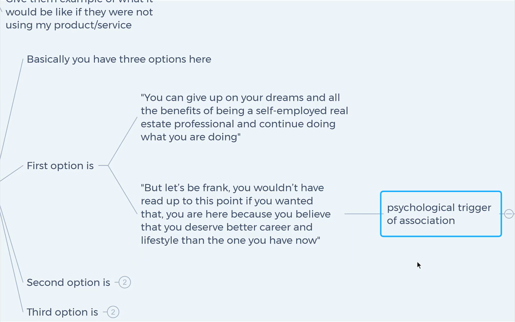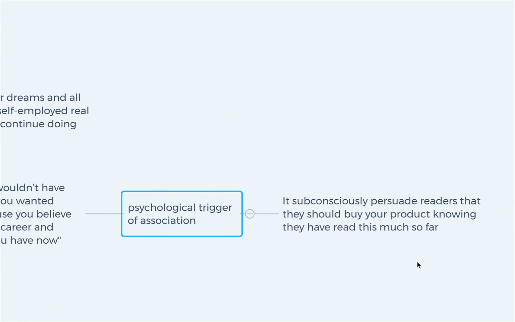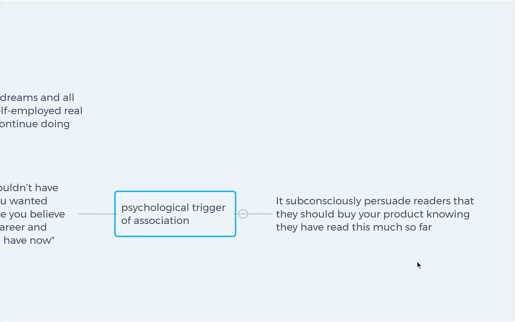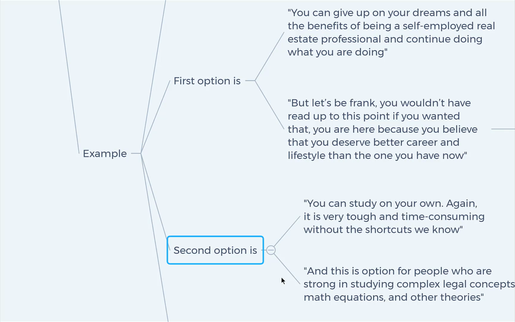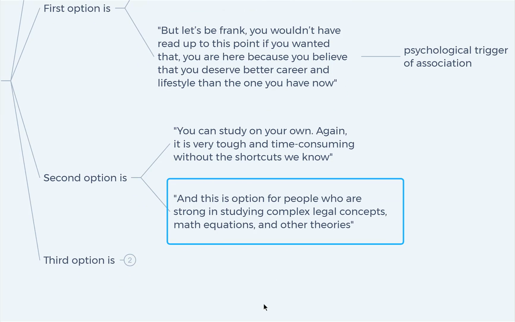And I want to tell you that this line is very important because it acts as a psychological trigger of association, which subconsciously persuades readers that they should buy your product, knowing they have read this far. Second option is you can study on your own. Again, it is very tough and time-consuming without the shortcuts we know. And this is an option for people who are strong in studying complex legal concepts, math equations, and other theories.